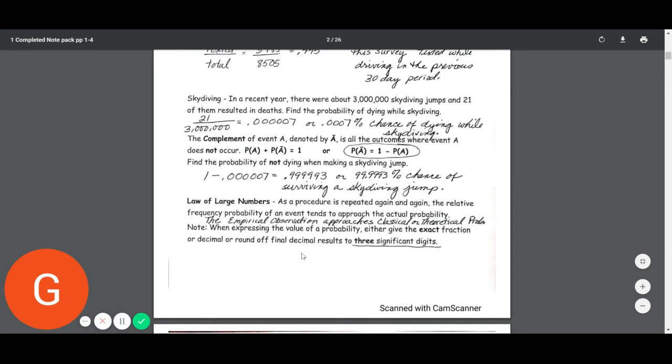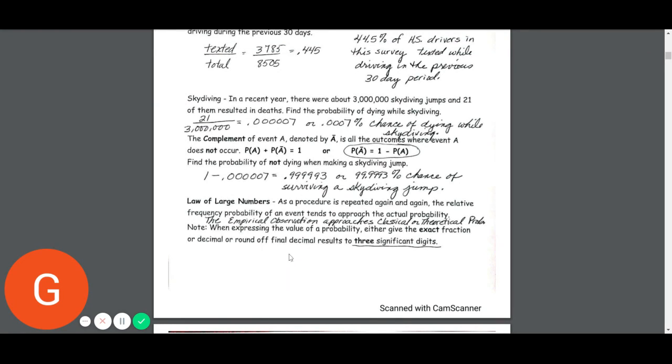Okay, the law of large numbers. As a procedure is repeated again and again and again, the relative frequency probability of an event tends to approach the actual probability. This basically means that the empirical, what actually occurs or is observed, approaches the classical or theoretical probability. A good example of this is if I had a class of, say, 12 students, and I gave every one of them a die and said, roll your die, we would expect somewhere close to 2 people rolling a 1, 2 people rolling a 2, 3, and so forth.